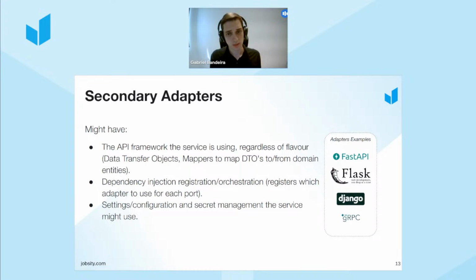Here are just examples of host adapters. As I mentioned, we can use them for data transfer objects. Also, we can use them for dependency injection, and also for settings. So in this layer, in your code, you're basically defining those aspects. And we also have a few examples of host adapters, which could be FastAPI, Flask, Django, or if you are using messaging, you can as well use gRPC.